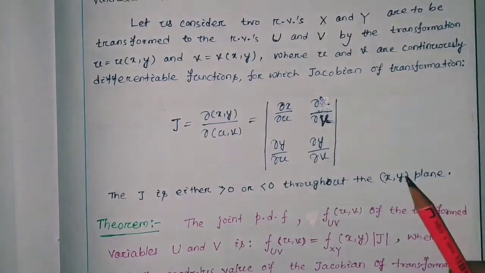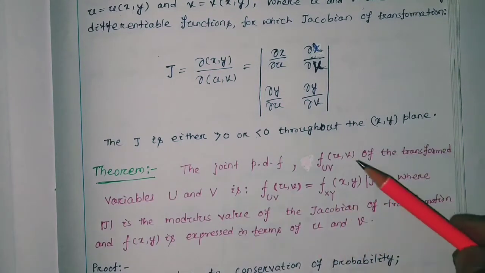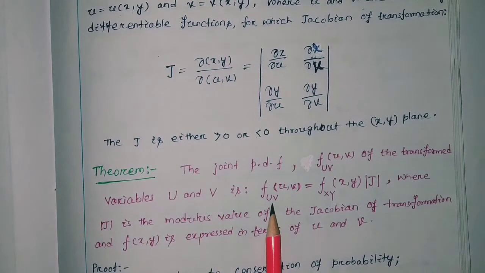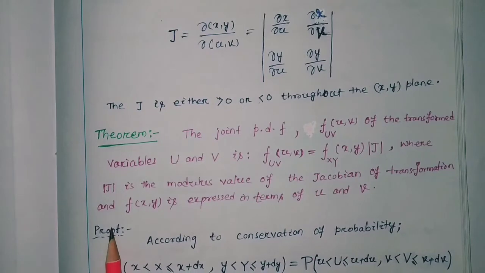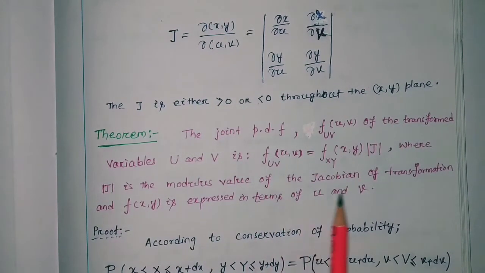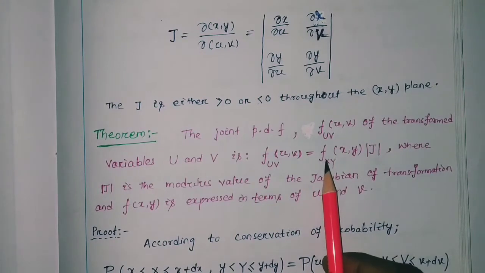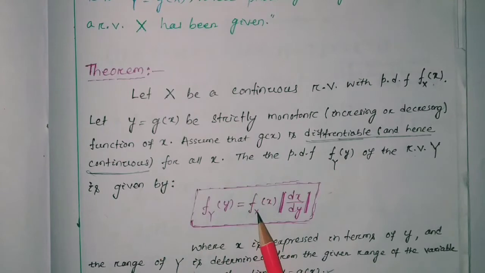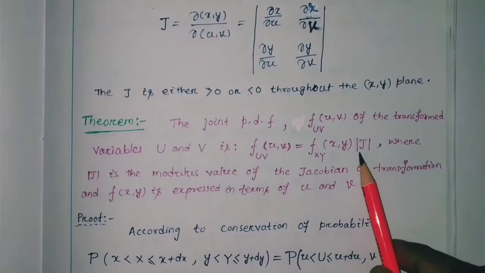Now we have to go for a theorem that the joint pdf, that is f(u,v), of the transformed variables u and v is equal to this one, where |J| is the modulus value of the Jacobian of the transformation, and f(x,y) is expressed in terms of u and v. This one we are going to prove. These things we have already proved in the one-dimensional case. You may remember that x is transformed to y, and the pdf of y will be equal to pdf of x into dx by dy. This is the one-dimensional Jacobian, and here this |J| is the two-dimensional Jacobian, right?